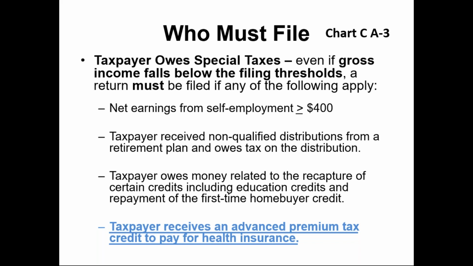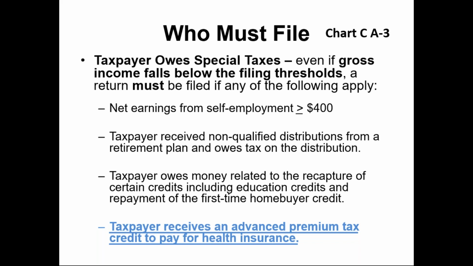A couple other things might be if they have recapture of certain credits. A couple of years ago, we've had a first-time homebuyer credit that is repaid over a period of 15 years. We're still not quite more than halfway through that at this point. We still have quite a few years to go on that. So an individual may need to repay part of a credit that they had taken in a prior year, so they need to file each and every year.